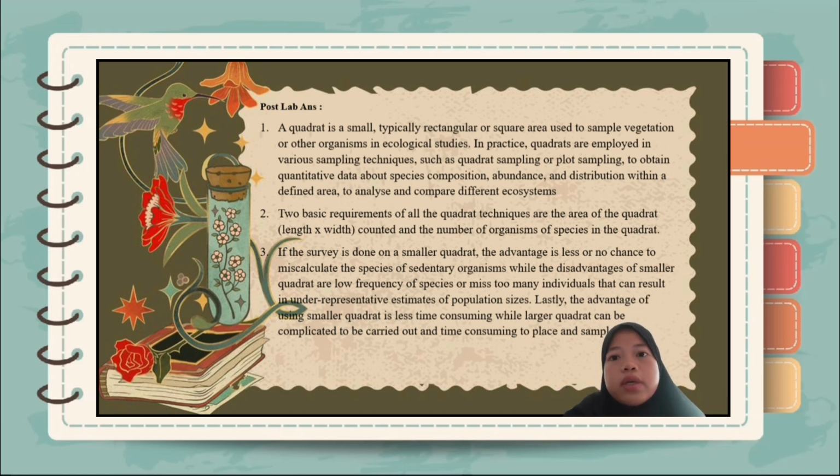Next is a smaller quadrat. There are advantages and disadvantages. Advantages for the smaller quadrat: first, it can calculate the species of sedentary organisms. Second, it is less time consuming. For the disadvantages, first, a smaller quadrat has low accuracy for a species with too many individuals, which can result in under-representative estimates of the population size. Second, it can be complicated to carry out and time consuming to test and sample.